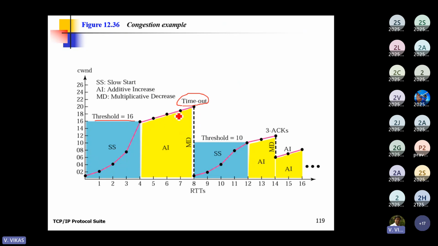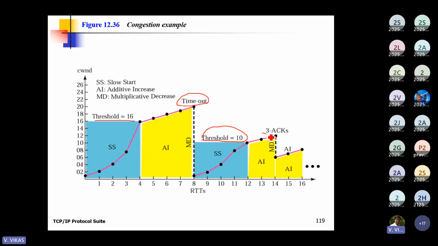So the new threshold will be 10, half of the window size, and we start all the way from 1 maximum segment size again. We go 1, 2, 4, 8, and I cannot go to 16 because the SS threshold is 10. So we go to 10, and from there we go into additive increase again: 10, 11, 12.